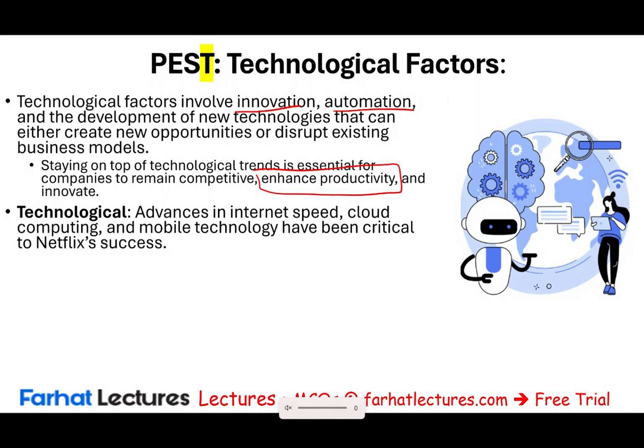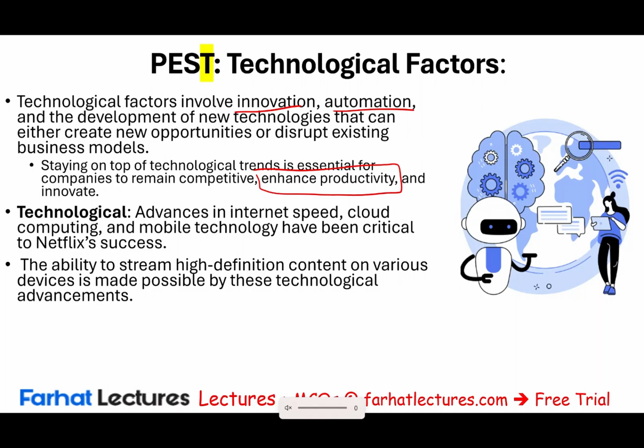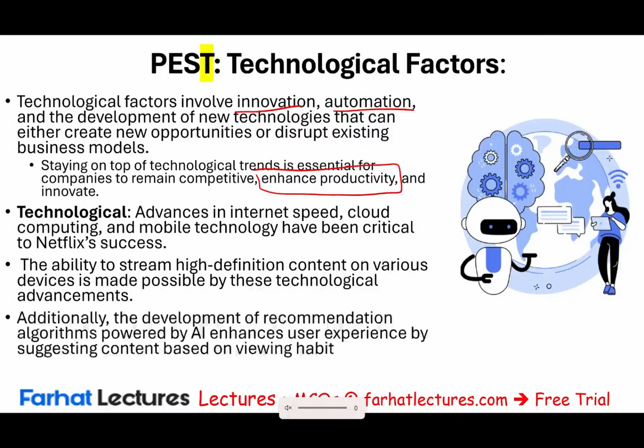Therefore, you look at the technological framework or infrastructure of that country before you offer your services. The ability to stream high definition content on various devices is made possible by these technological advancements. Also, the development of recommendation algorithms powered by AI enhances user experience by suggesting content based on what? Based on their viewing habits. So these are the PEST technological factors, and this is the fourth factor of PEST.